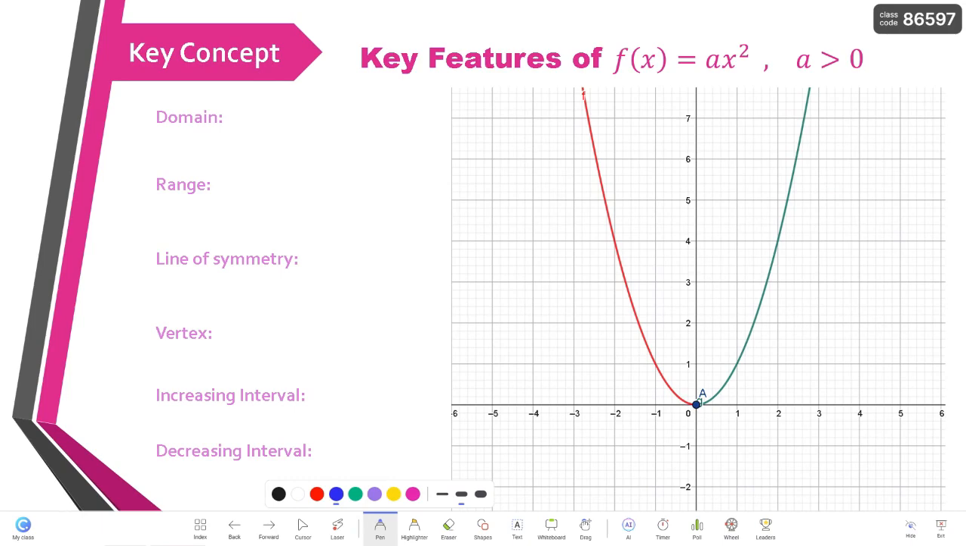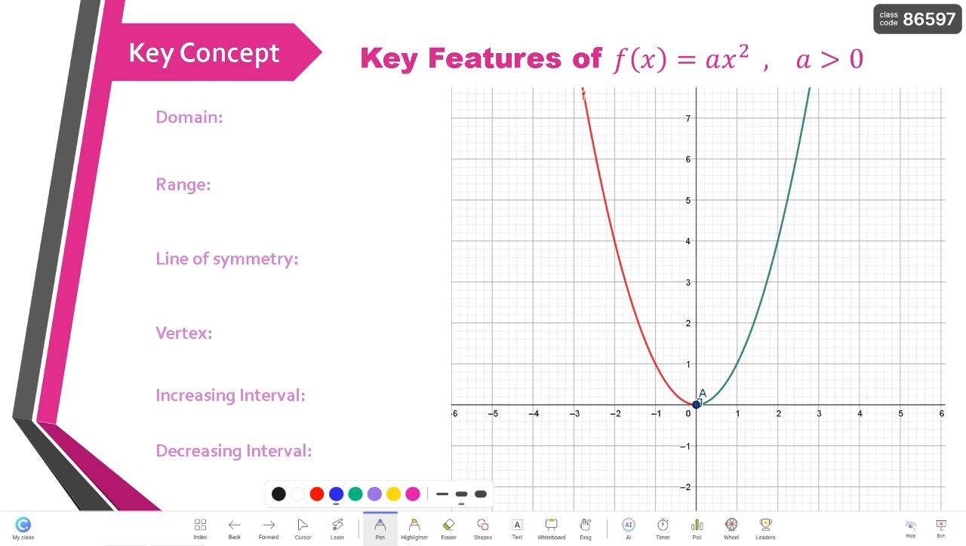So here is an example when a is higher than 0, which is a positive number. Let's say that we have this function, which is a parent function. As you can see here, we have the graph, and this graph has two sections. One of them is a red section and another one is a green one. The key features that we need to understand are the domain, the range, the line of symmetry, the vertex, the increasing interval and the decreasing interval. So let's get started. The first idea is the domain.